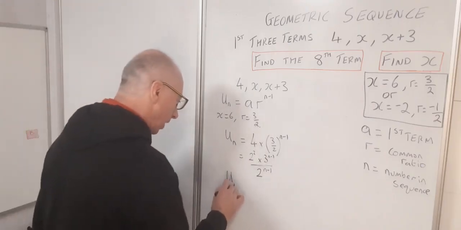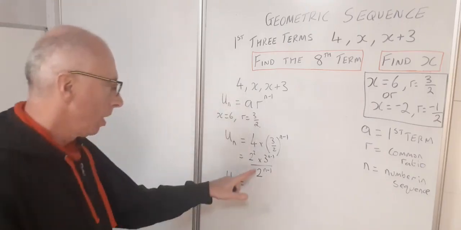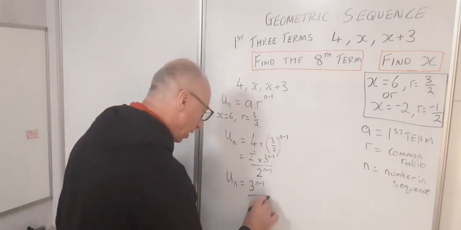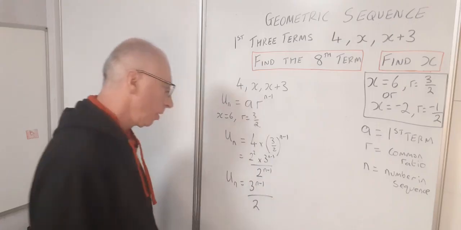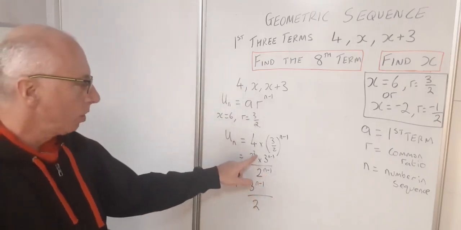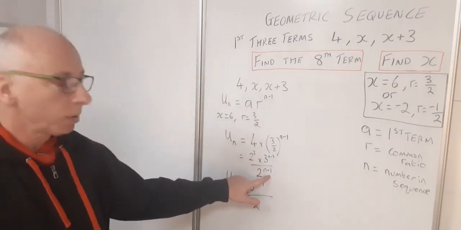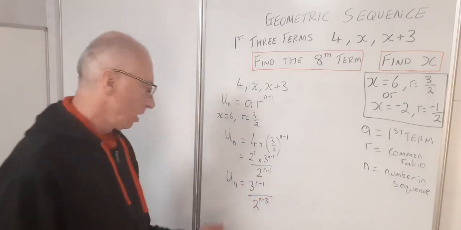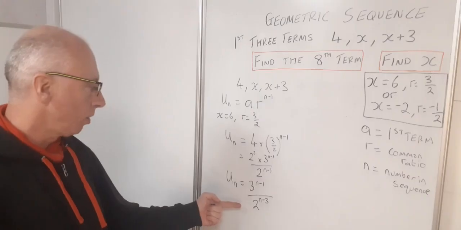So therefore my nth term will be 3 to the n minus 1, and then in my denominator I've got 2. Now I've got 2 squared in the numerator, so if I reduce this by 2, that will take care of that. So now I've got 2 to the n minus 3. So that would give me my nth term formula.